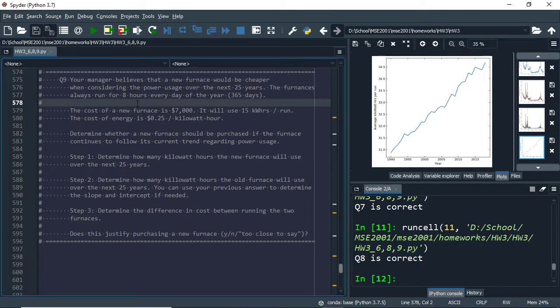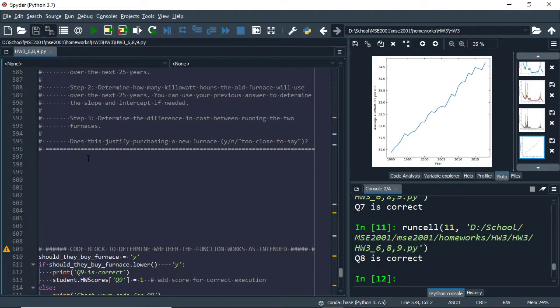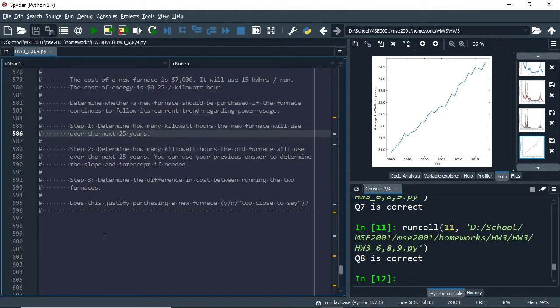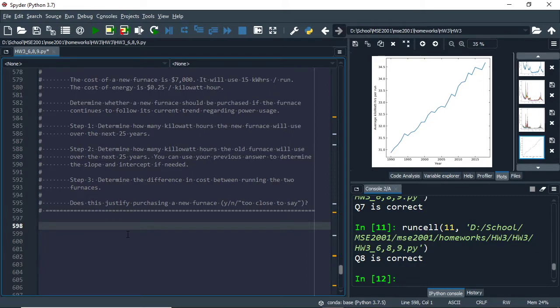You can be however clever you want in solving this question. What I'm going to do is follow these steps. Step 1, I'm going to determine how many kilowatt hours the new furnace will use over the next 25 years. Well, let's go ahead and do this.